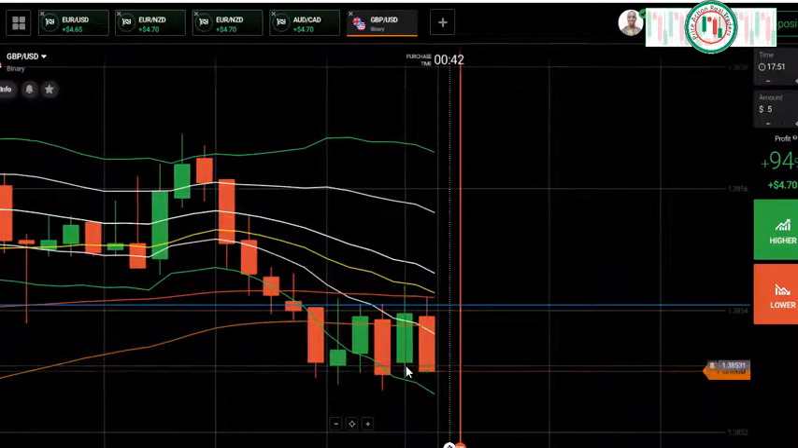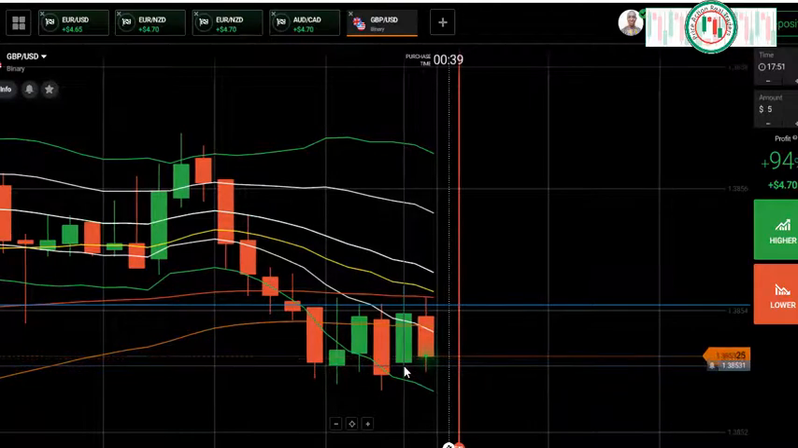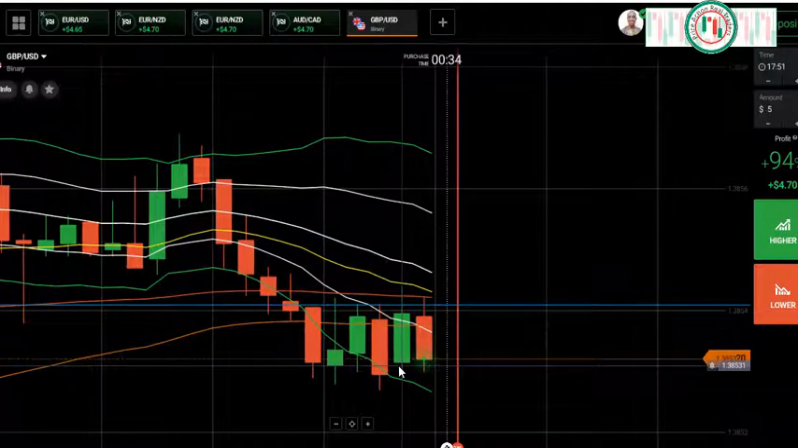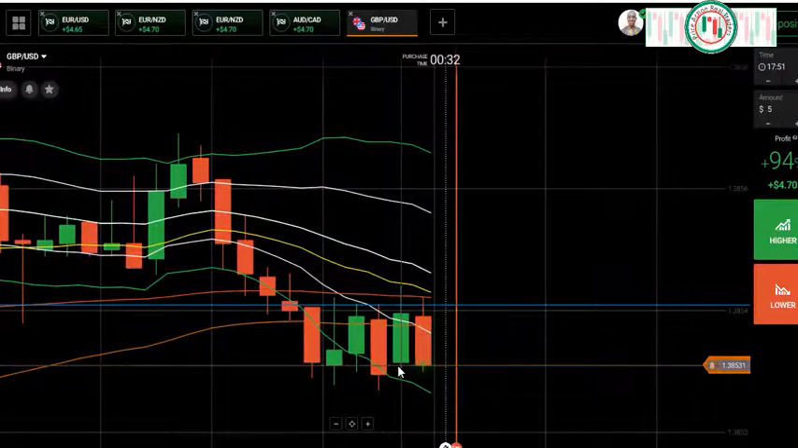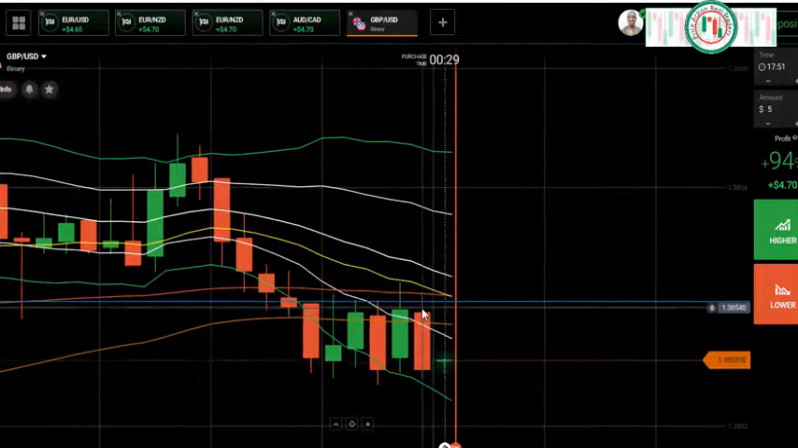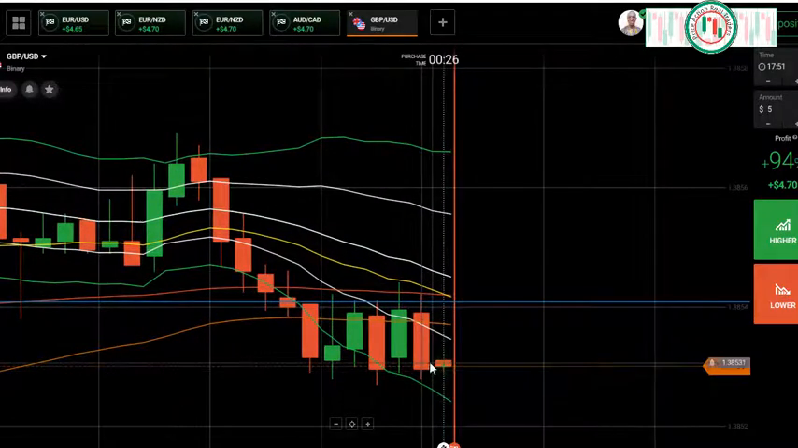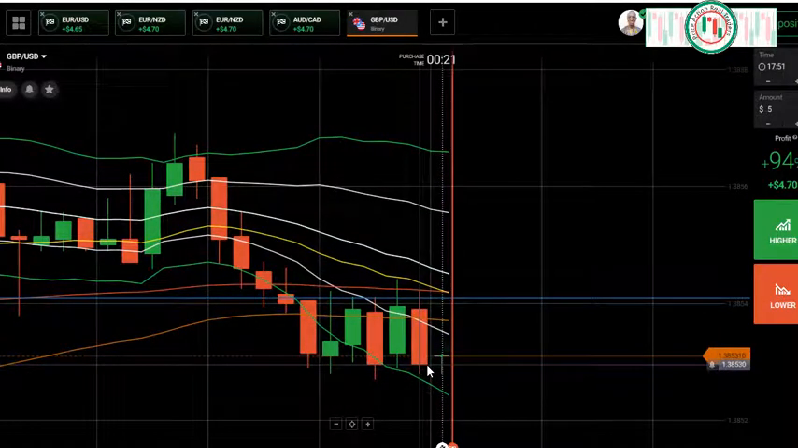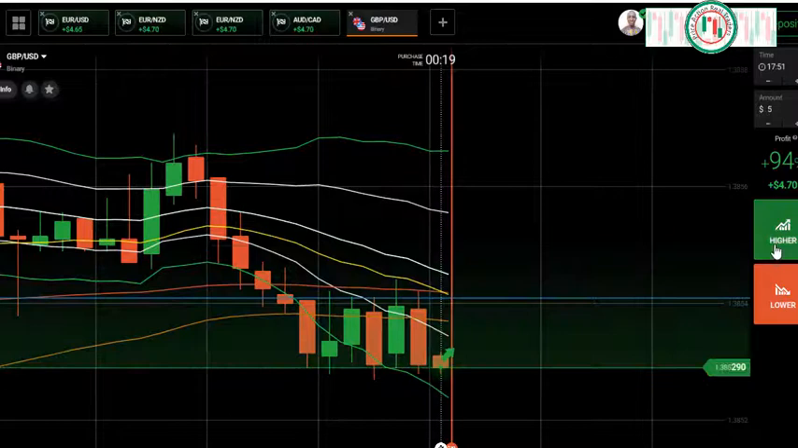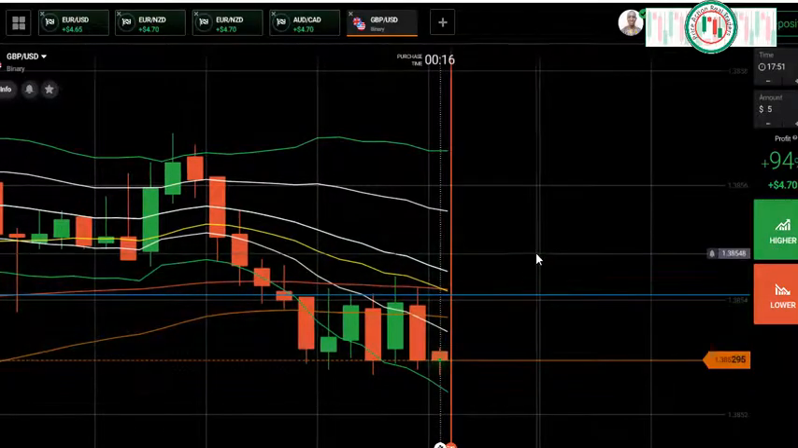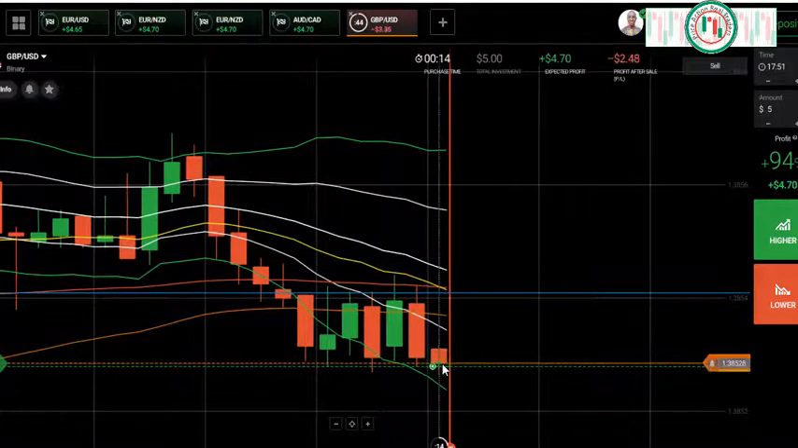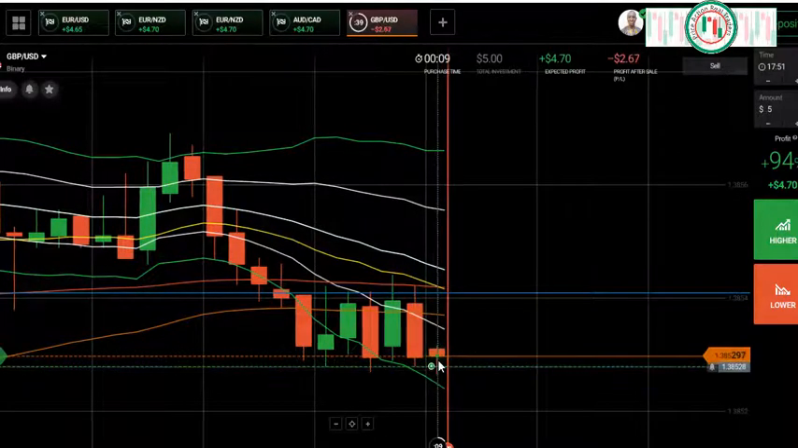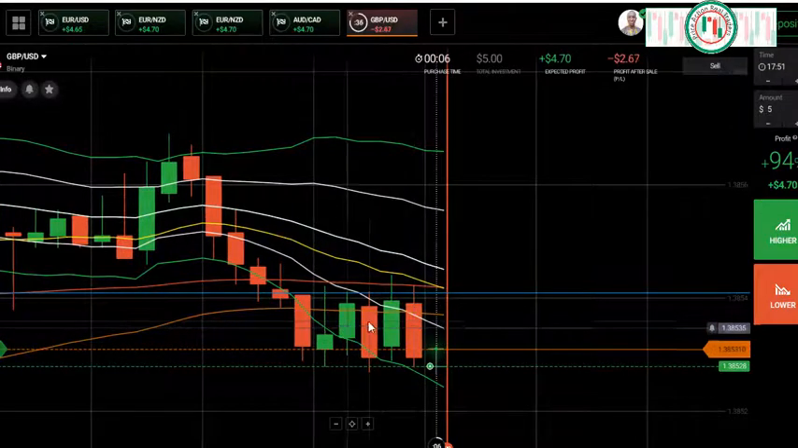I don't think this level will be broken now because of the consolidation area here. The market is consolidating at this level, gap up. I can see rejection. Yes, I see rejection. I place my trade call option. I know this level will not be broken now. This candle will be green because of this pattern.